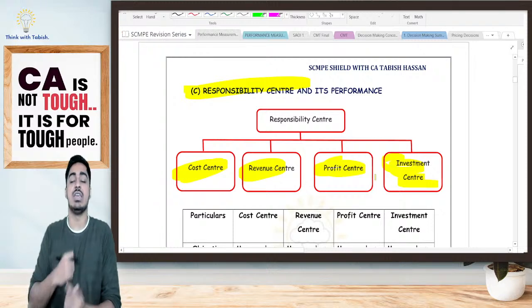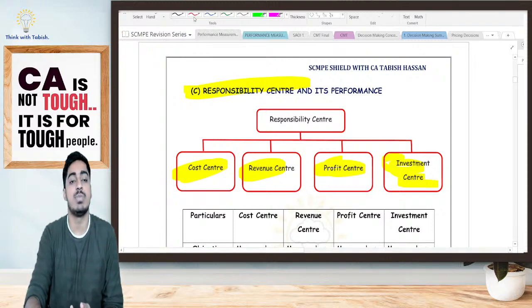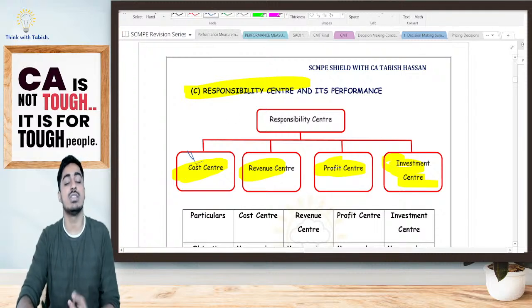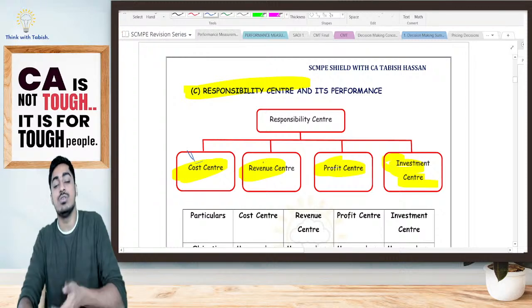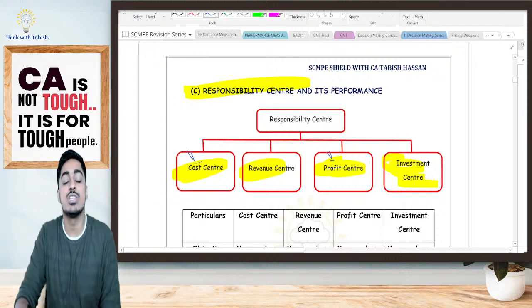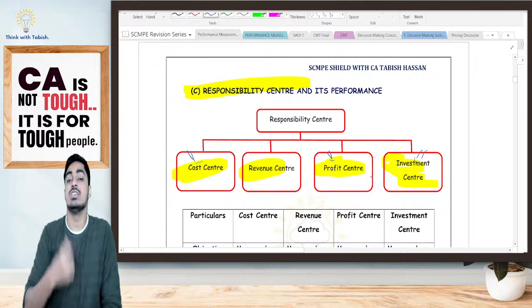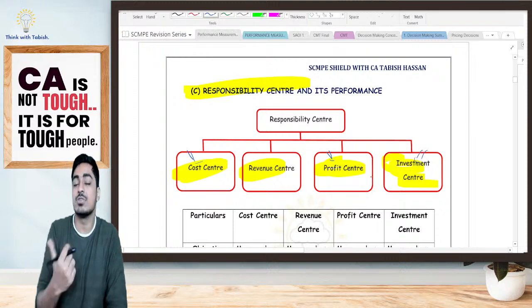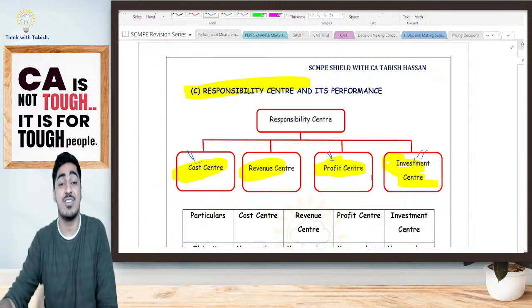Cost center, I am telling your responsibility is to reduce the cost. For example, I am telling the purchase manager, production manager, your responsibility is to reduce the cost. Revenue center, responsibility is to generate revenue, you generate revenue. Profit center, your responsibility is to earn profit. Investment center, your responsibility is not just for your profit, you should earn profit also, but also for investment related decisions. Okay, all these are very simple things, students.